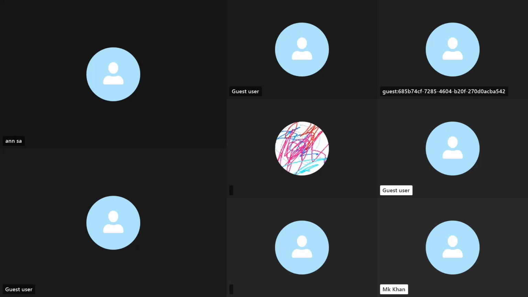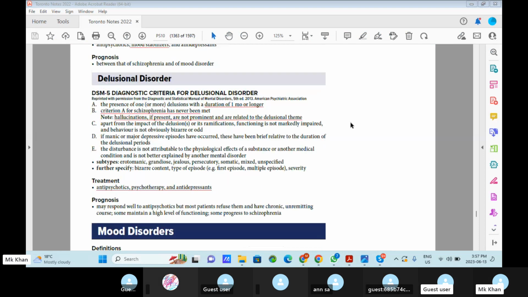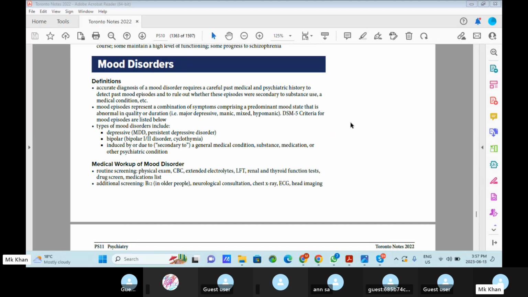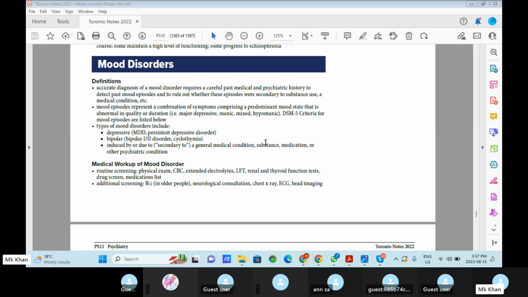Okay, so now we'll start with our mood disorders. So far we have done all the psychotic disorders, and now we'll see what the major mood disorders are. Accurate diagnosis of mood disorders requires careful past medical and psychiatric history, because the psychotic disorders and the mood disorders are interrelated to each other. So this is very important.